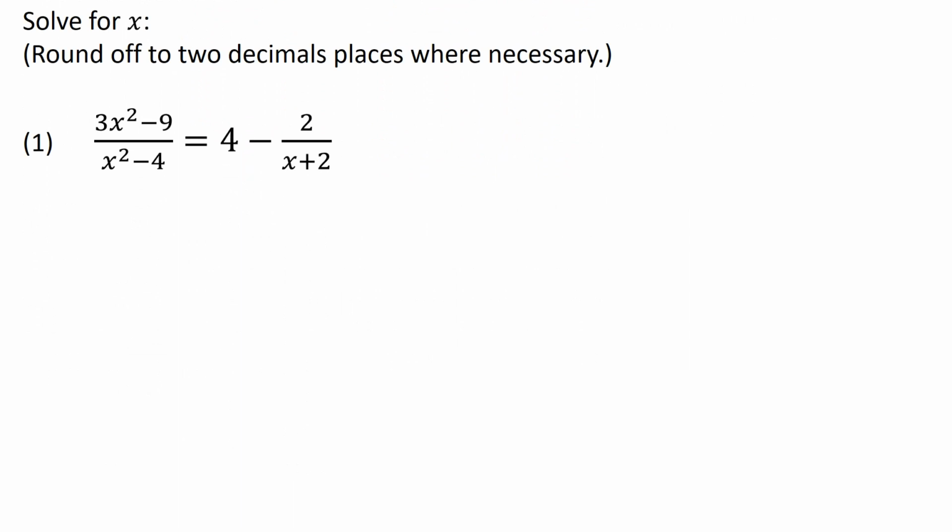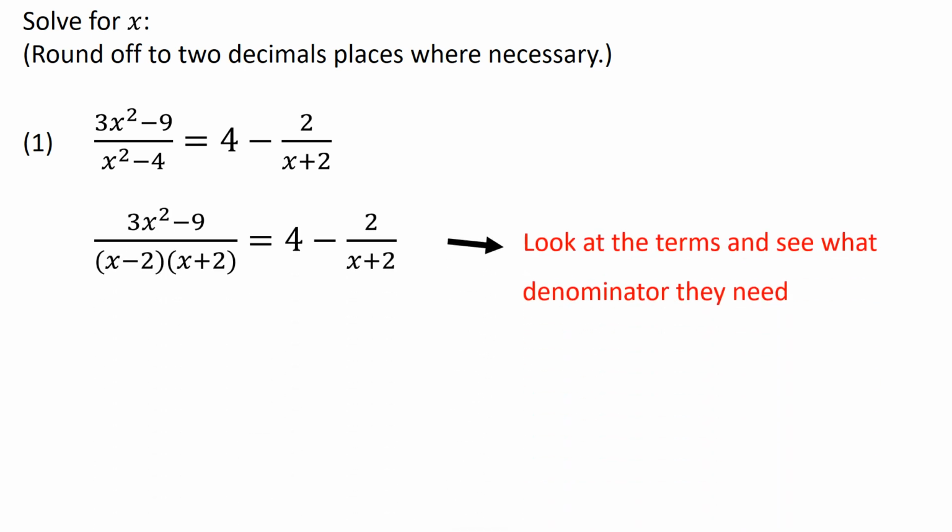For number 1, we have (3x squared minus 9) divided by (x squared minus 4) is equal to 4 minus 2 over (x plus 2). Here we have two fractions. For the first fraction, we can actually factorize, so we'll have (x minus 2)(x plus 2) as a denominator. And for the second fraction, x plus 2 is already simplified. We can just add brackets to make it one term.